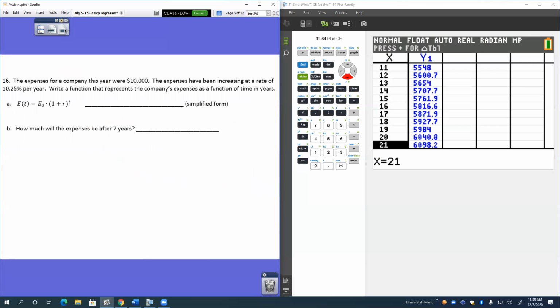Take a look at the next one. In number 16, the expenses for a company this year were $10,000. The expenses have been increasing at a rate of 10.25% each year. Write a function that represents the company's expenses as a function of time in years. Notice that they are helping you out here by writing this, all right? Go ahead and do A and B. B asks you how much the expenses will be after 7 years. Go ahead and try this one, please. Just like the previous question.